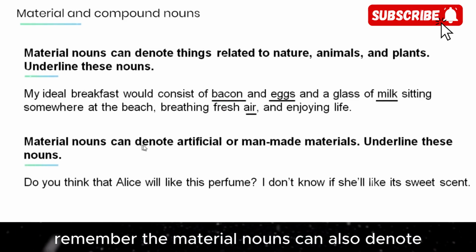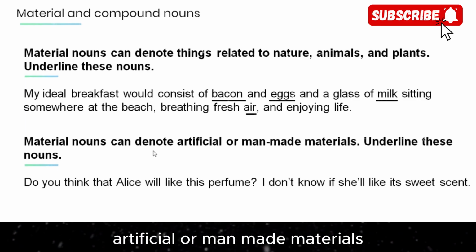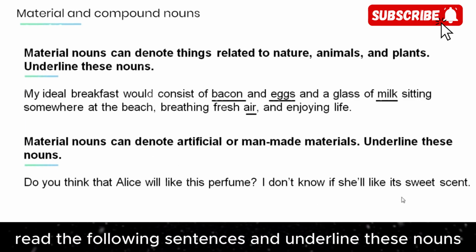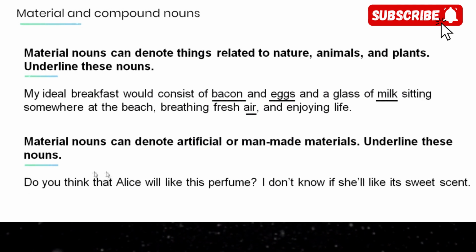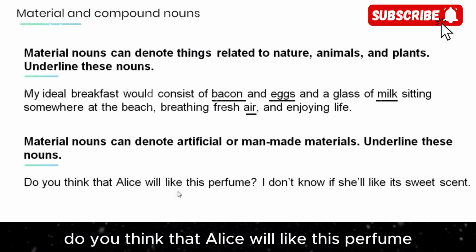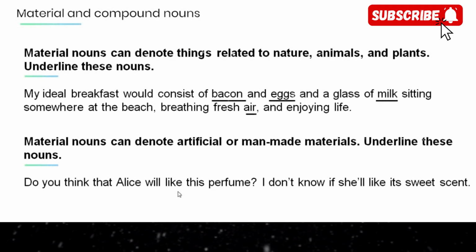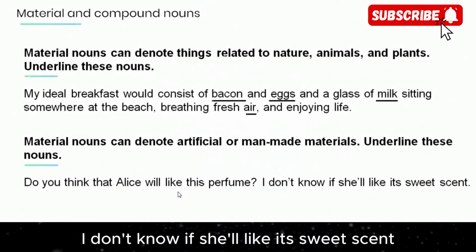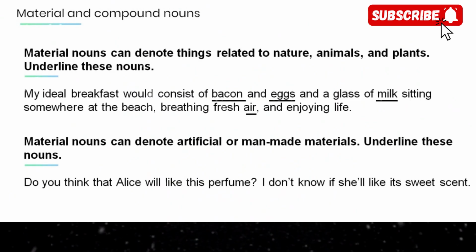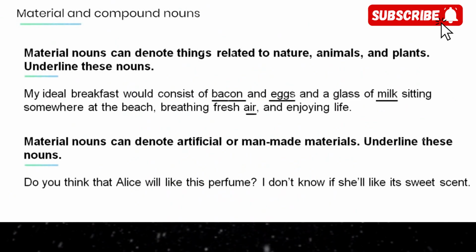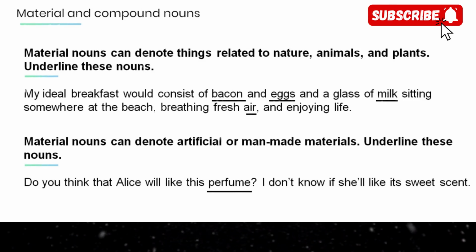Remember, the material nouns can also denote artificial or man-made materials. Now read the following sentences and underline these nouns. Do you think that Alice will like this perfume? I don't know if she'll like its sweet scent. Perfume.